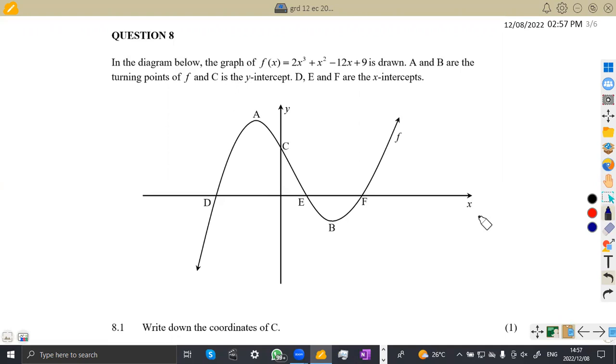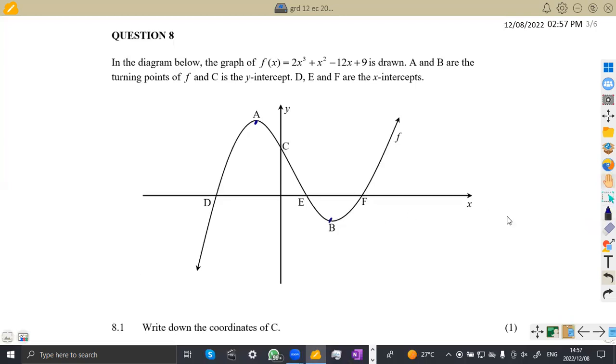On question number 8, we have the diagram. In the diagram below, we are given that the graph of f of x is given as 2x cubed plus x squared minus 12x plus 9 is drawn. A and B are the turning points. All right, so you're given the points A and B as the turning points, and C is the y-intercept, D, E, and F are the x-intercepts, as you can see on the diagram.